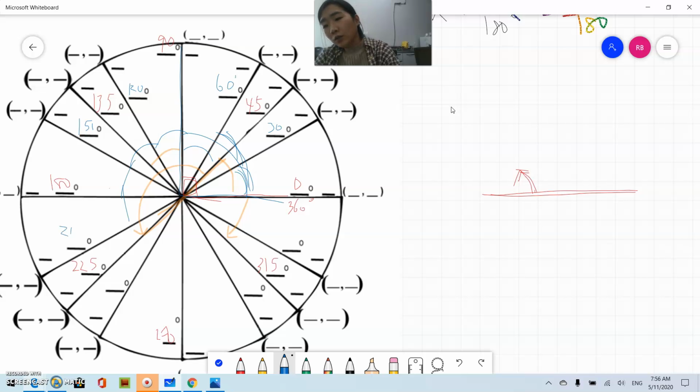Add 30 to 180, 210. Add 30 to 210, 240. And then I add 30 again, it's 270. Add 30, and then 30. So we made a full circle again. Easy enough.